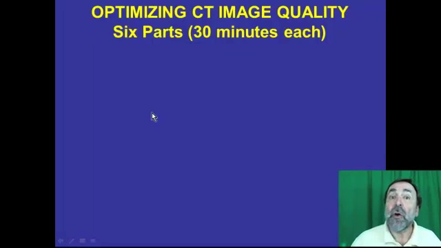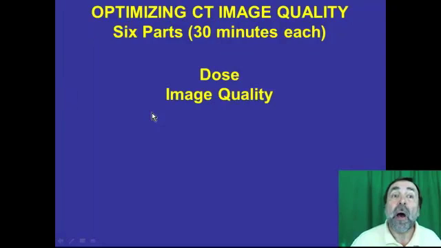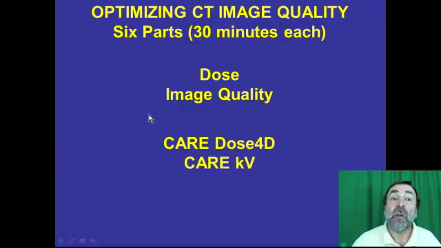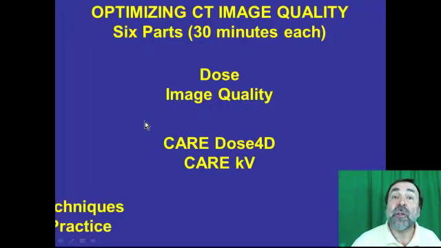The title of the whole presentation is Optimizing CT Image Quality. There will be 6 parts, each of which is a recording length of a nominal 30 minutes. Parts 1 and 2 will talk about the important issues of radiation dose and image quality in CT imaging. Parts 3 and 4 will address 2 software packages that are available on your CT scanners. One is called CareDose 4D, which regulates the amount of radiation used to perform the exam, and the second, CareKV, which regulates and controls the X-ray tube voltage.